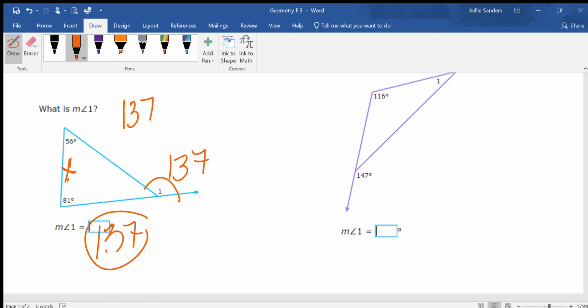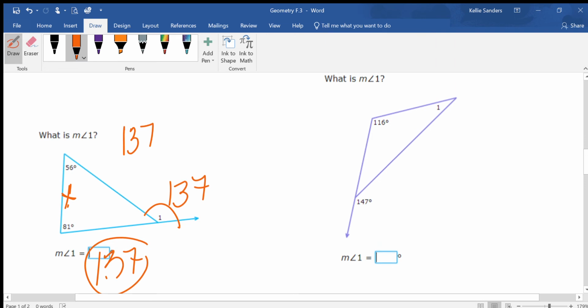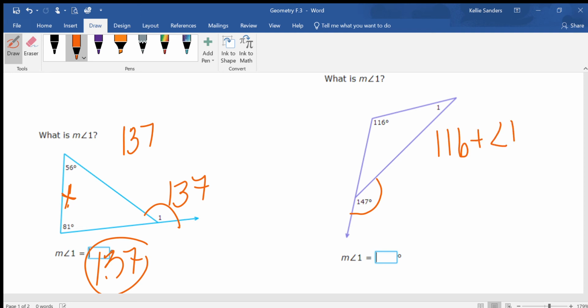All right, different. On this one, we are given the outside angle. So we know 116 plus angle 1, if we add these up, we would get the outside angle, which is 147. So if I'm looking for how big angle 1 is, I would subtract right there and get 31. So 31.